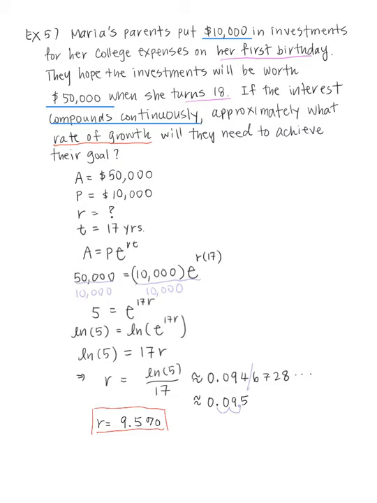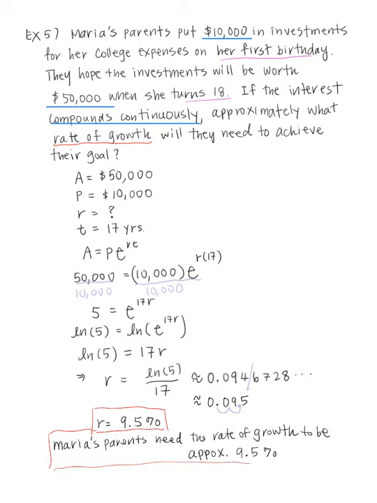All right, so I'm just going to write it as Maria's parents need the rate of growth to be approximately 9.5%. Whatever the percentage is, Maria is one lucky girl. That's all I have to say.